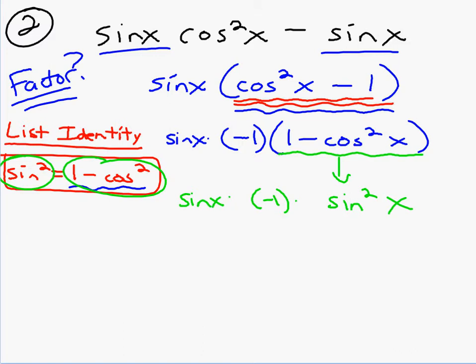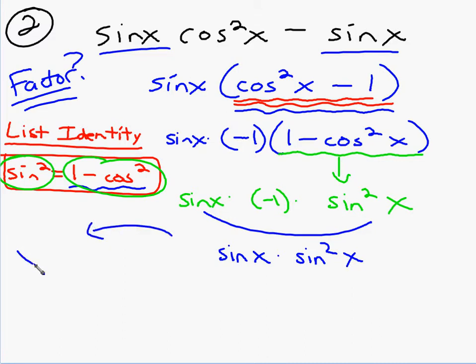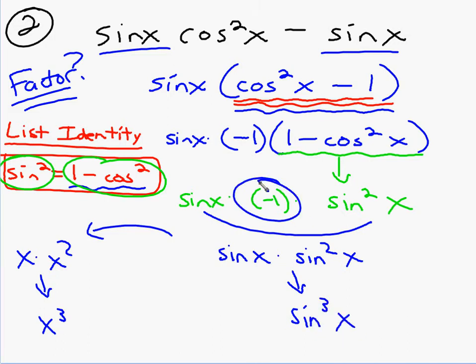The only other thing that I need to do is simplify these two. Now sometimes people get confused about that. If I multiply the sine of x times sine squared of x, that's the same thing as if I did x times x squared. What would x times x squared be? It would be x cubed. Okay? So this is going to be sine cubed x. We still have this negative 1, so we'll just put a negative in front of it. And that would be my final simplified answer.